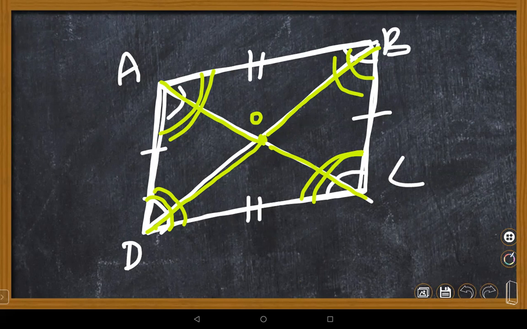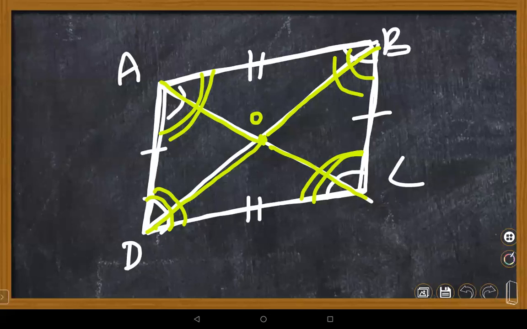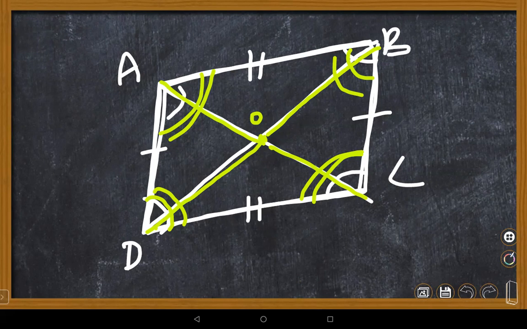Yes, what do you know about diagonals here, children? The diagonals bisect each other. Yes, bisect each other, at the center, ma'am. O is the center. Lalit is asking whether diagonals are equal in a parallelogram or not. That is the question from Lalit. Ma'am, they are not equal. They are not equal. Very good.